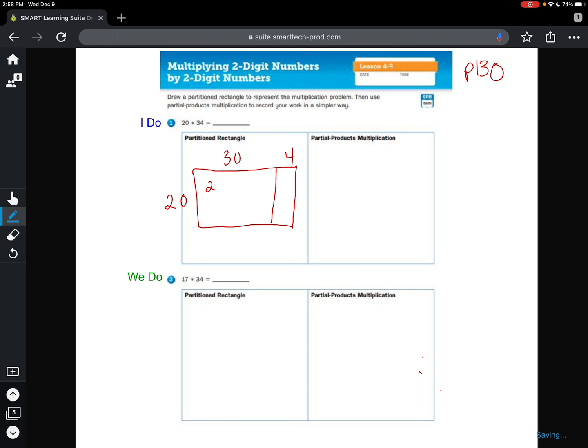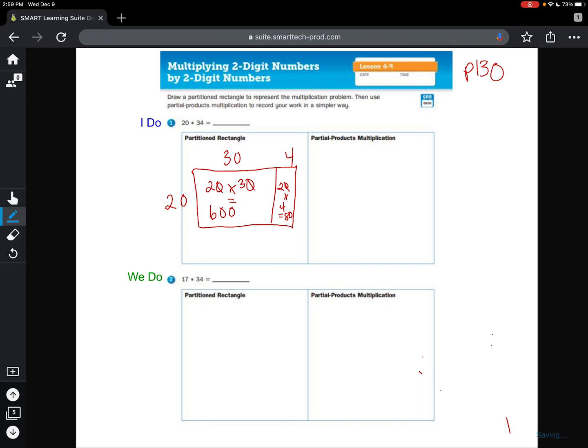So on the inside of my box here, I would do 20 times 30, which gives me 2 times 3 is 6, and then I have 2 zeros, so I get 600. Then I know that 20 times 4 gives me 80. So I set up the partitioned rectangle. This is how I would solve it. I don't have to keep going because I'm going to actually solve using partial products.